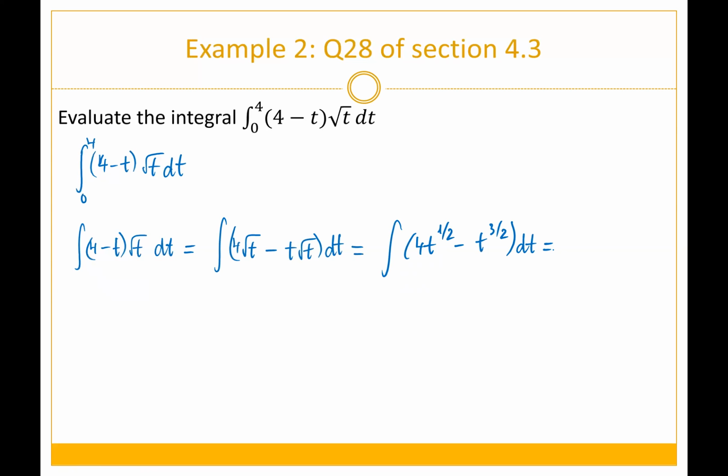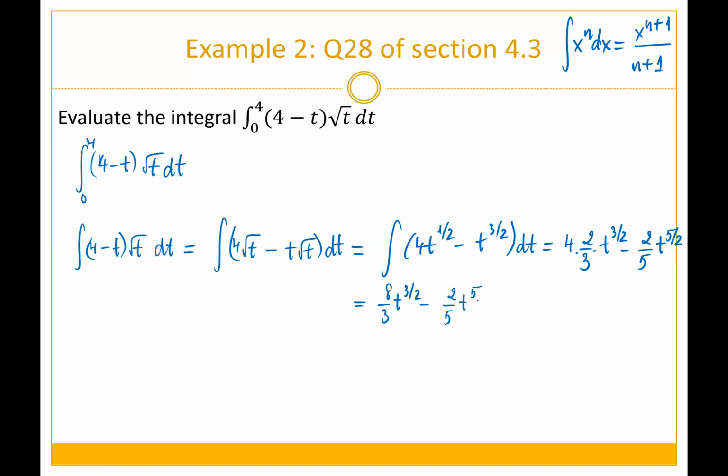So when you say F is just any antiderivative, you don't need to care about finding all of the antiderivatives, you just need to find one antiderivative of that. And so here, you're just going to have 4 times 2/3, because it's 1 over 3/2, t to the 3/2 minus 2/5 t to the 5/2. This is coming from the fact that the integral of x to the n dx is going to be x to the n plus 1 over n plus 1.